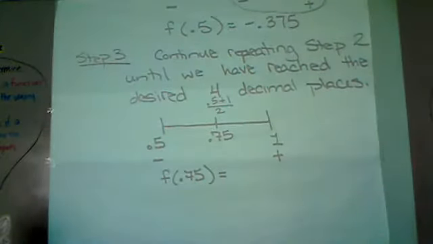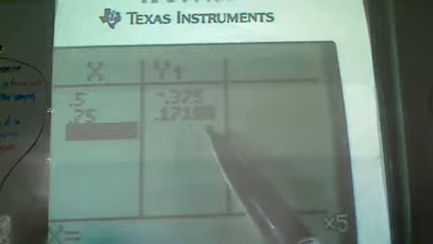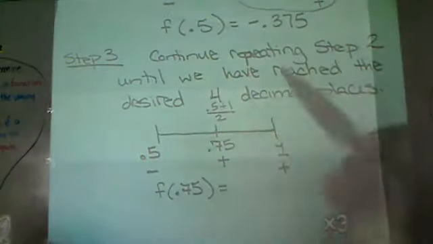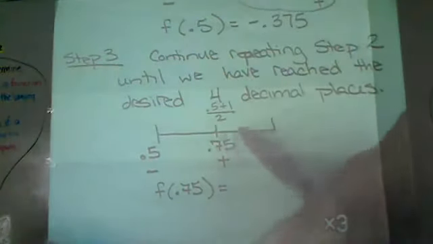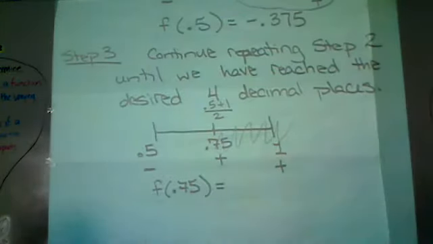So let's check it. Again, go to your table, plug in 0.75, hit enter, and you can see that at 0.75 we have a positive y value. So it is above the x-axis, so positive. That means the 0 cannot be on this portion of the interval. It's somewhere over here. So again, we're going to repeat step 2.